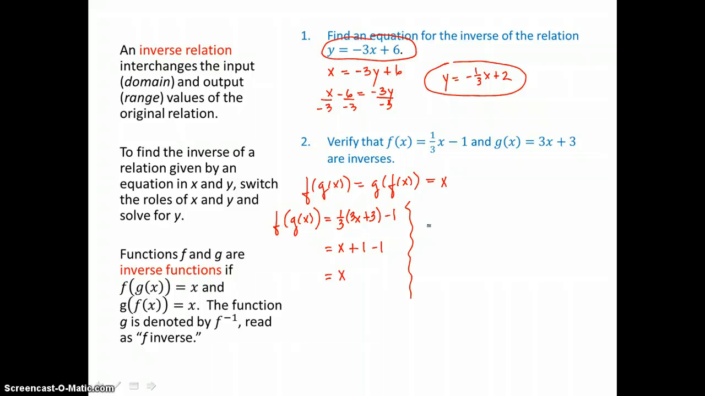But in our proof, we have to also show that g of f of x is equal to x. So now we'll start with g, which is 3 times x plus 3, and in g we'll put f, which is 1/3 x minus 1. We'll distribute and add like terms again. 3 times 1/3 x is 1x, and 3 times negative 1 is negative 3. Negative 3 and positive 3 are 0, so again we're just left with x. So we've proven that function composition shows that those two functions, f and g, are inverses of one another.